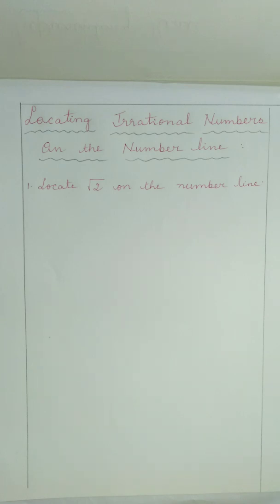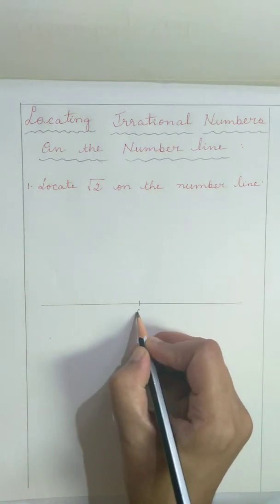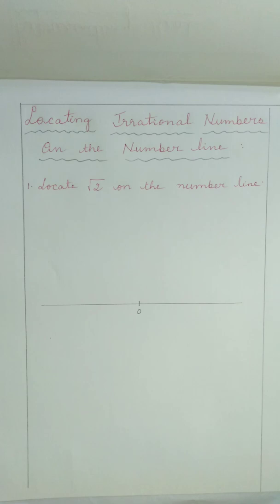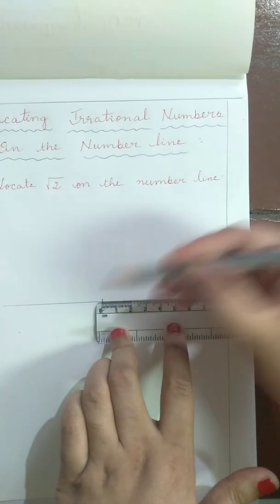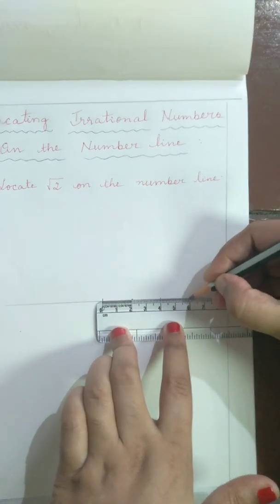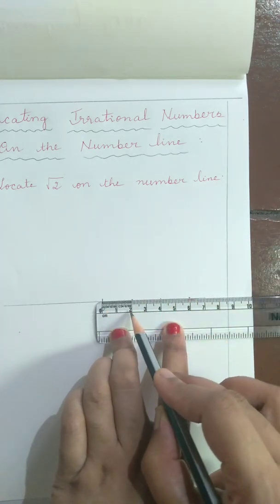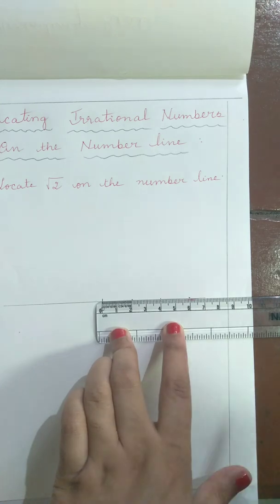In your previous classes, you have studied how to draw a number line. So use your scale and pencil and first draw a straight line. Now, to this straight line, mark the center point as 0. Then use the scale. Then from 0 with the 2 centimeter difference, mark the points, children. I have taken 2 centimeter difference, again 2 centimeter difference and 2 centimeter difference.